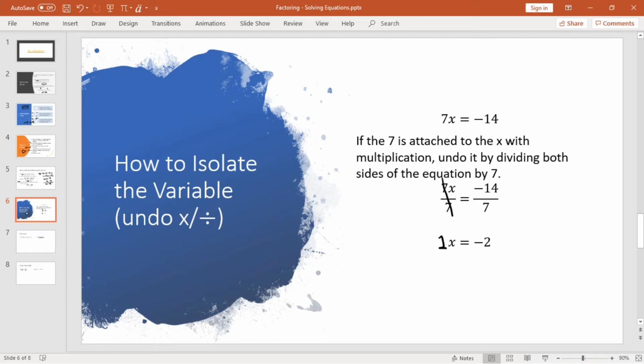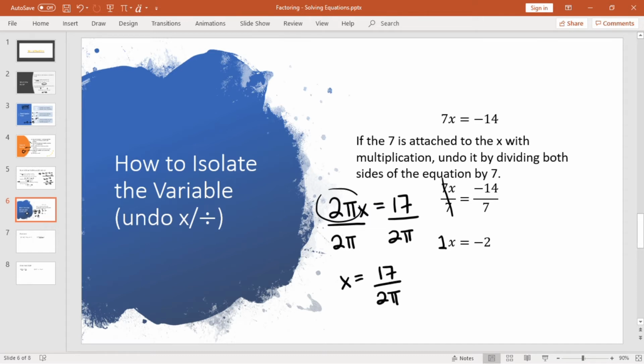Even if you've got a string of strange stuff, you can isolate that x by dividing by everything in front. So I can just divide by 2 pi. I do it to the left side, I must do it to the right side. And I have x equals 17 over 2 pi.